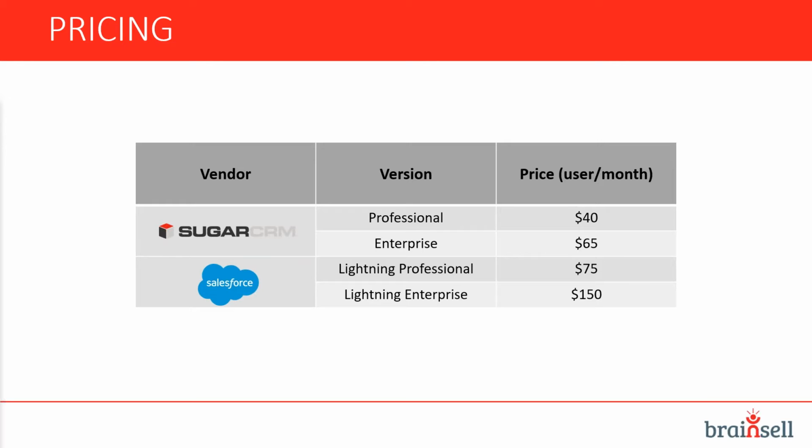With the professional edition of Sugar, you get almost everything that Enterprise has. Enterprise allows you to put line items on an opportunity. So you can have an opportunity comprised of four or five different line items, like software and hardware or whatever, services.